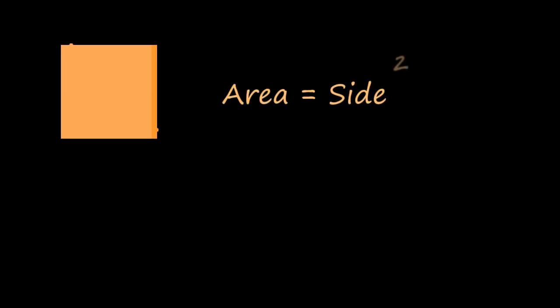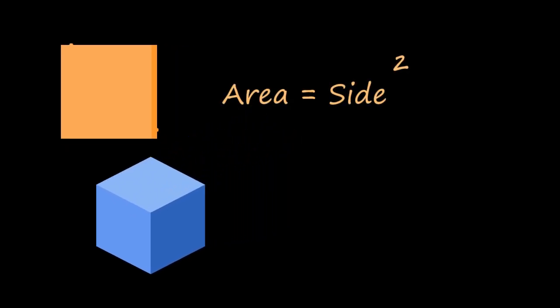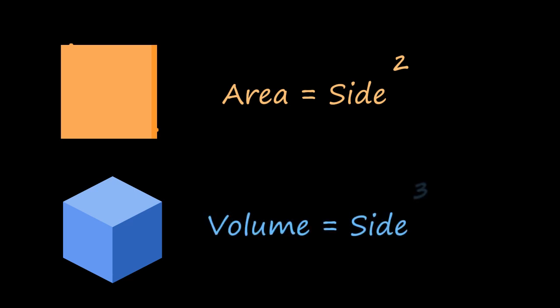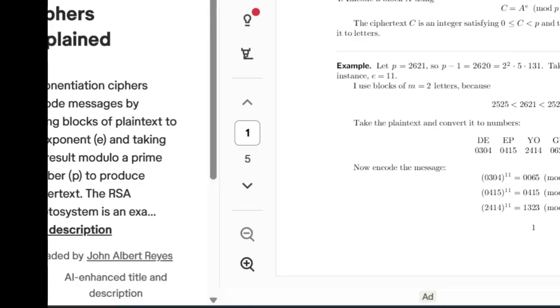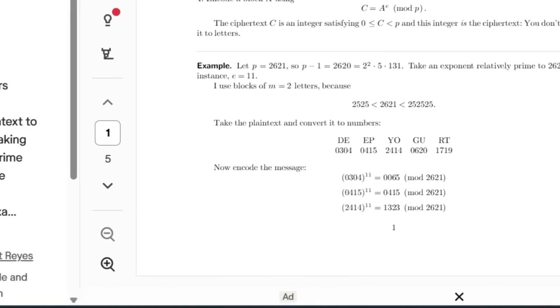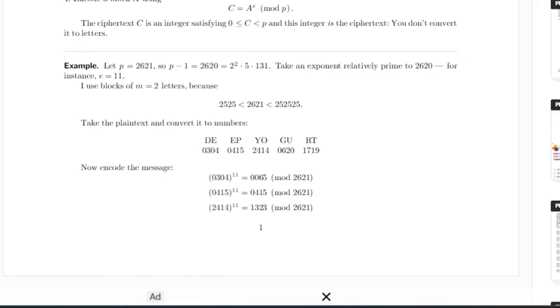Why are powers important? Powers appear everywhere in mathematics. For example, the area of a square is side to the power of 2, or the volume of a cube is side to the power of 3. But powers are especially important in cryptography because many cryptographic systems depend on repeated multiplication.